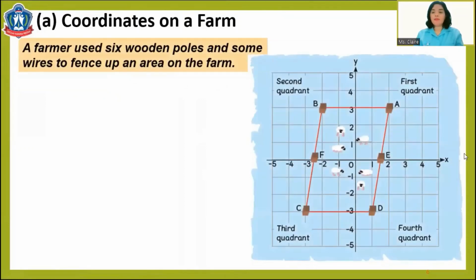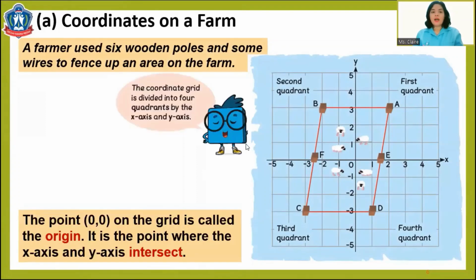Okay, let's study the coordinates on a farm. A farmer used 6 wooden poles and some wires to fence up an area on the farm. The point 0, 0 on the grid is called the origin. It is the point where the x-axis and the y-axis intersect. The x-axis is the horizontal line, and this is the y-axis, the vertical line. So this point is the point of origin, and the coordinates are 0, 0.